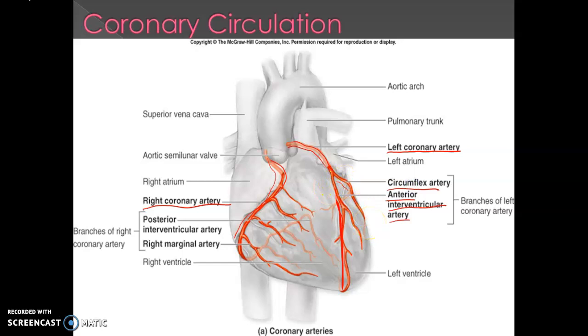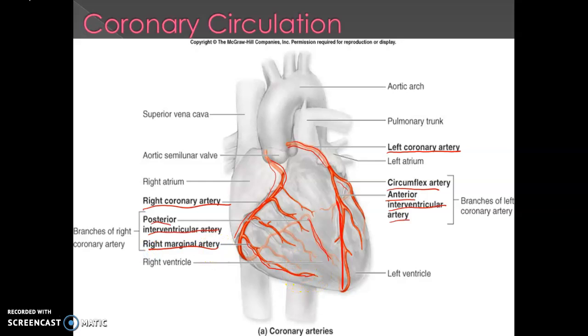If you look at the right coronary artery, it moves posteriorly. Do you see the posterior orange part? And it forms the posterior interventricular artery. And also right here, this is the right marginal artery.